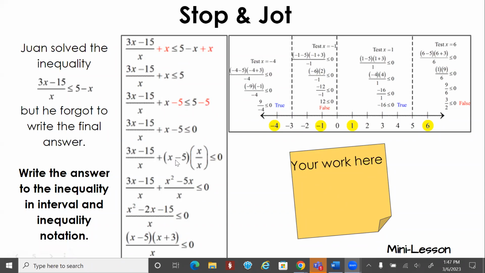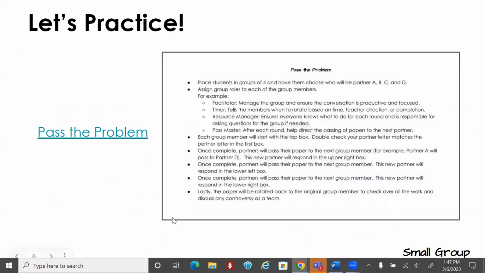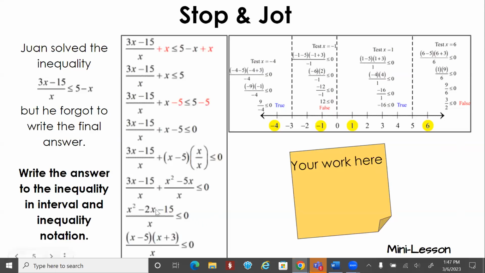Remember, we can only combine fractions if they have the same denominator. So he multiplied by x in the top and the bottom. He then combined like terms. And then he factored. If you set all of these factors equal to 0 and solved, what would you get? You would get x equals negative 3, 5, and then there's also 0 on the bottom. When you solve that stuff out, those are going to be the numbers that you check from.